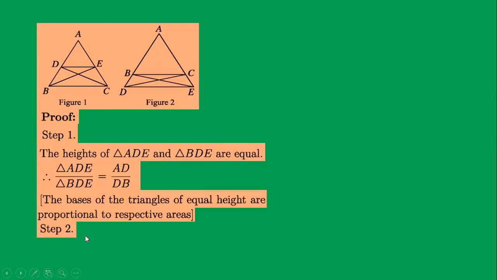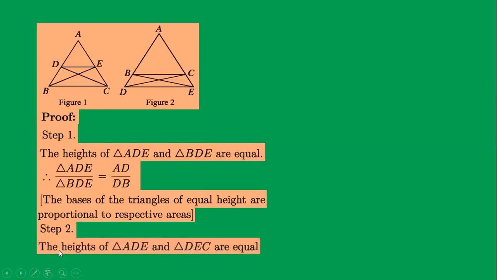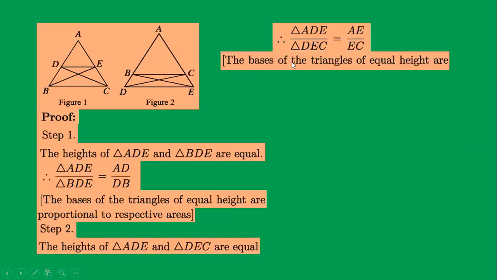Step 2: the heights of triangle ADE and triangle DEC are equal. So if we apply this information, triangle ADE by triangle DEC equals AE by EC. The bases of the triangles of equal height are proportional to their respective areas.